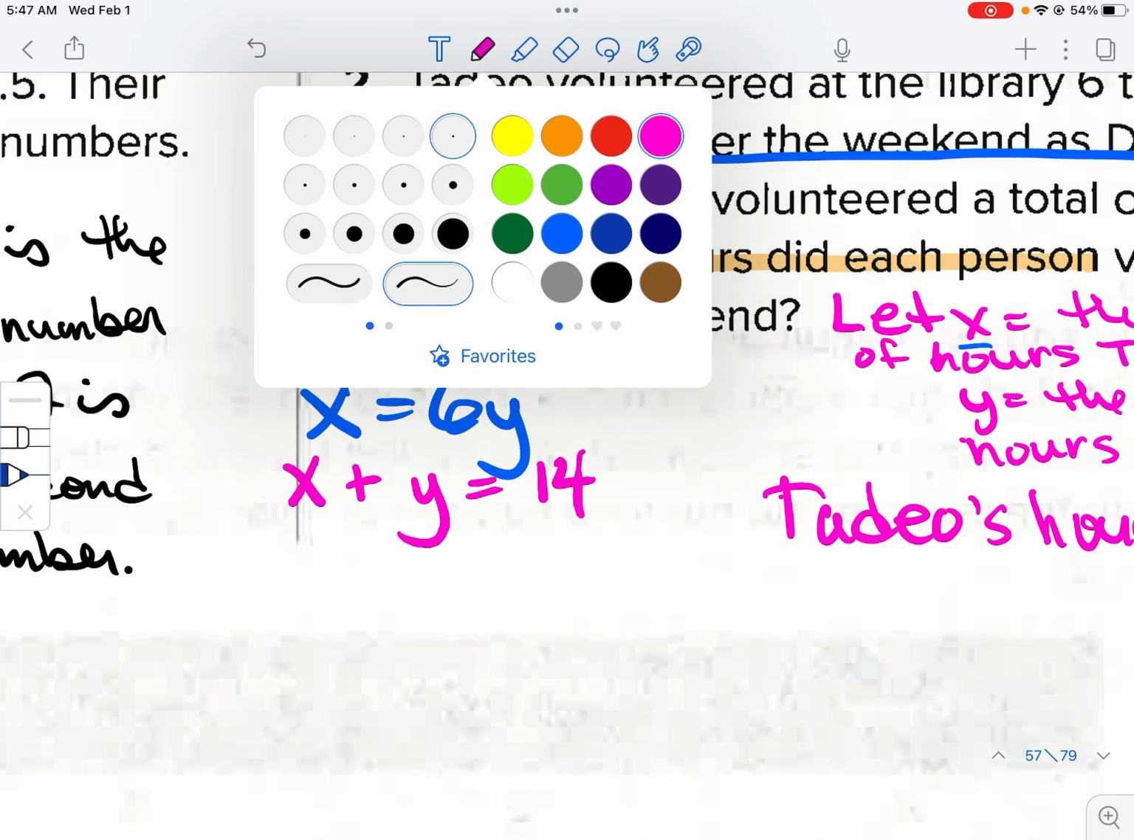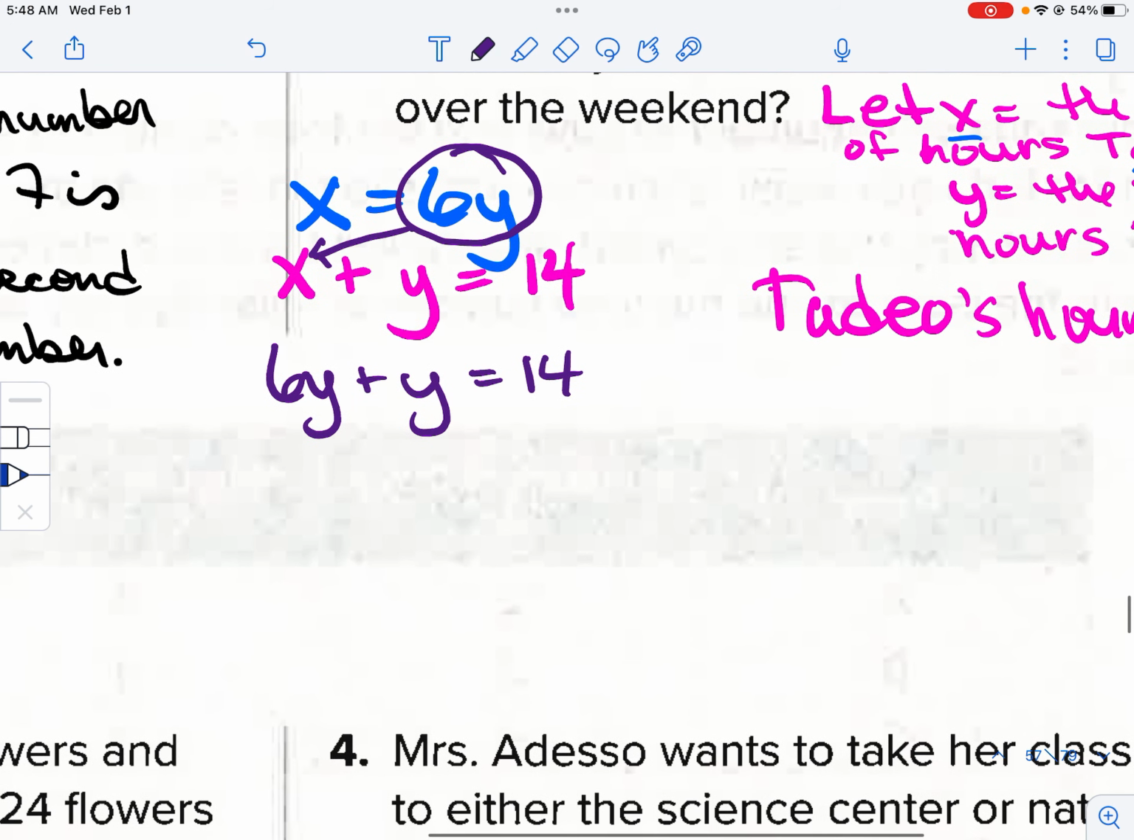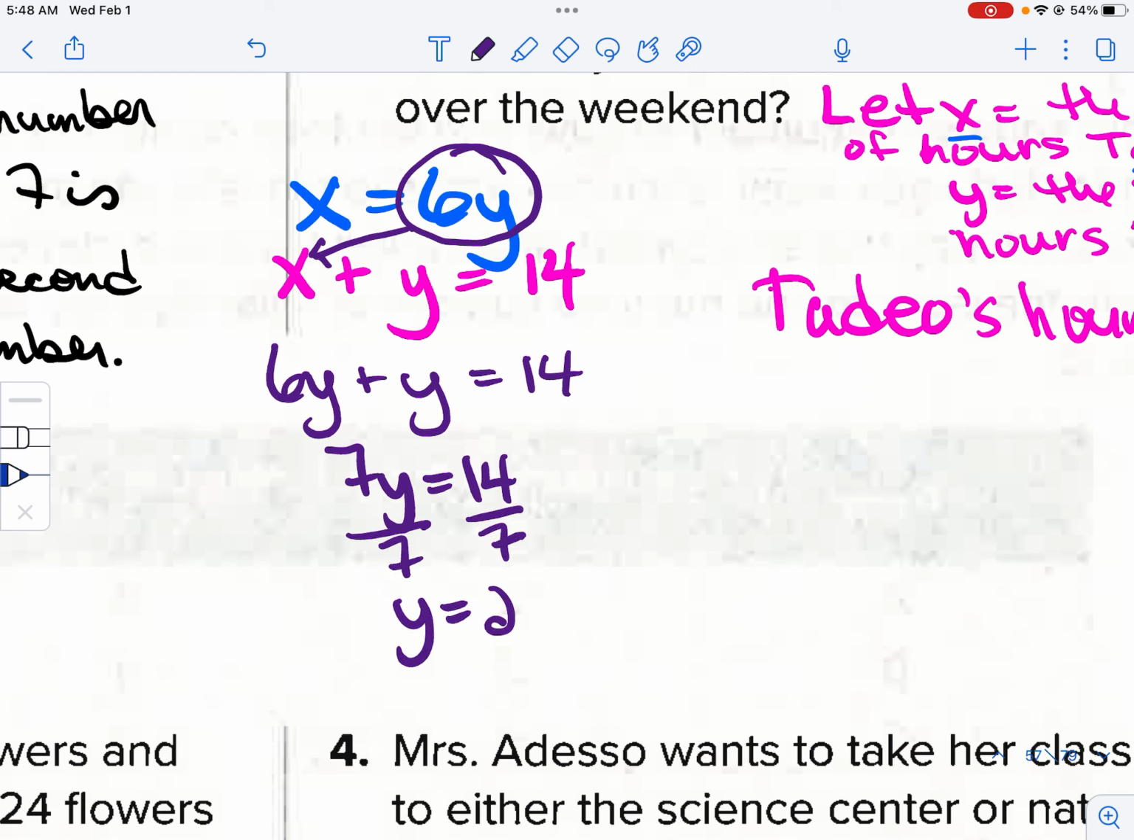So now I'm going to solve this. Elimination is probably not the easiest one to do on this one. I personally would take this and substitute it in, plugging it in for the x. So I get 6y plus y equals 14. I combine like terms. I divide by 7, and I get y equals 2. Okay.